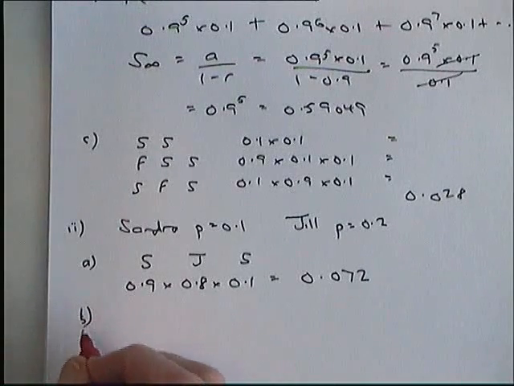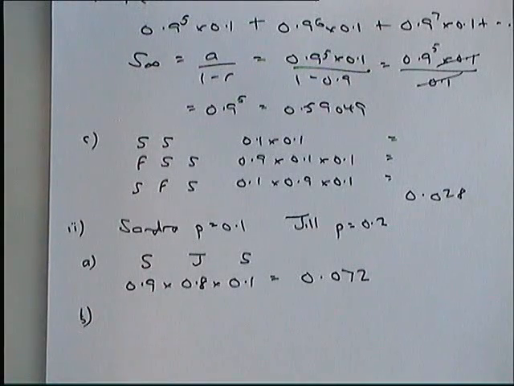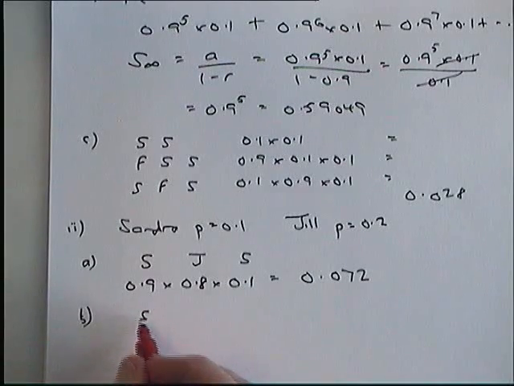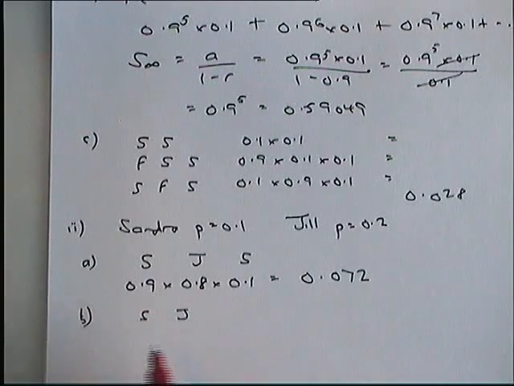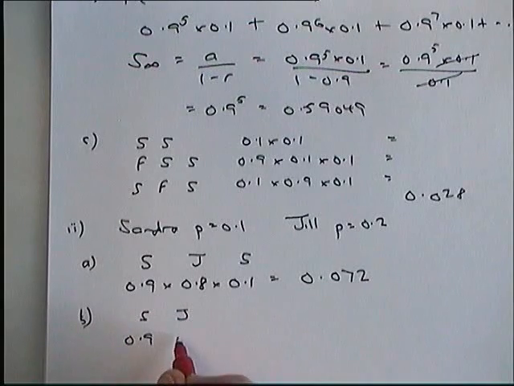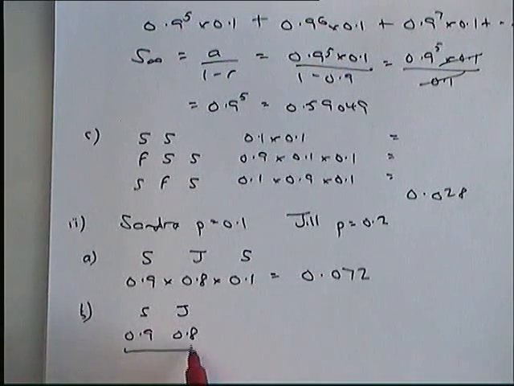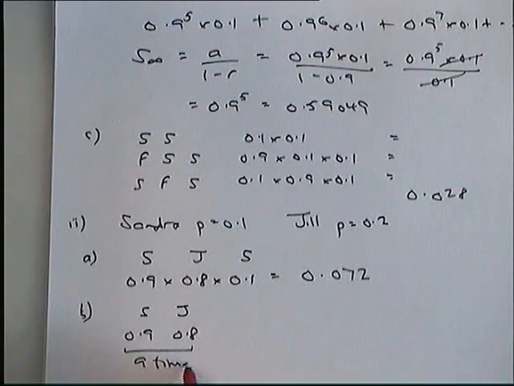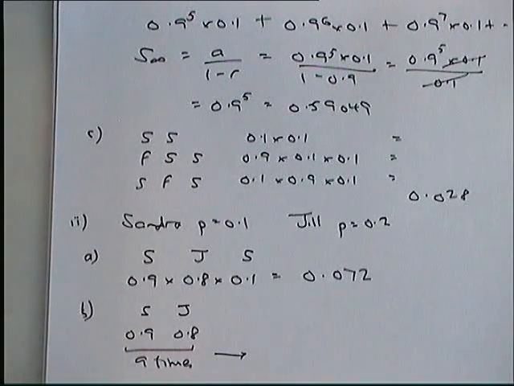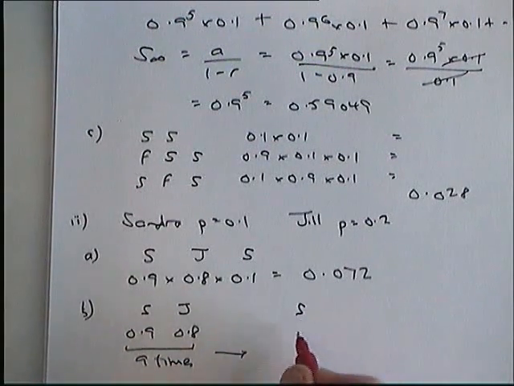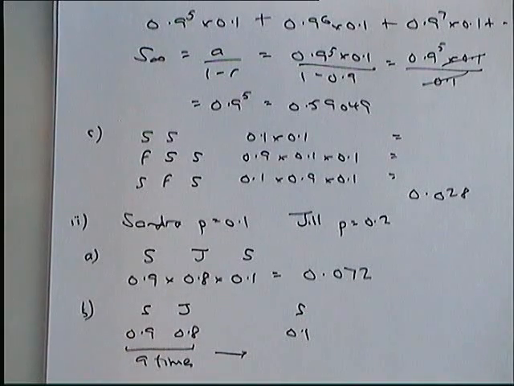And part B of the question is an extension, but it's talking about the 10th attempt. So we're going to have Sandra failing and Jill failing. Each person is going to fail 9 times. So that is going to happen 9 times. And then Sandra is going to have her first success.